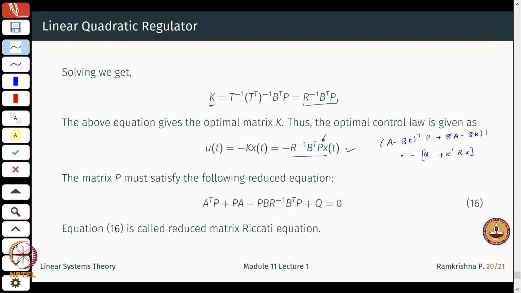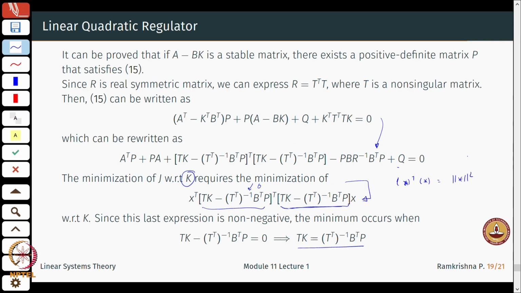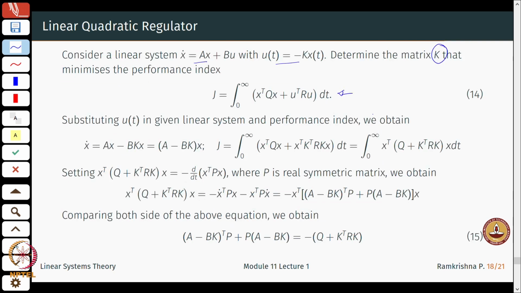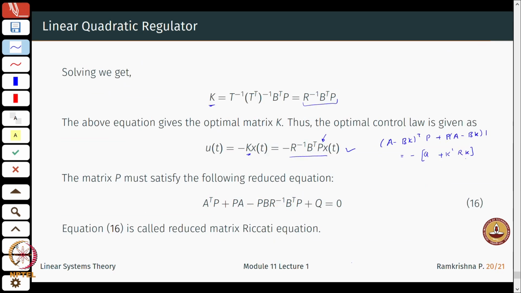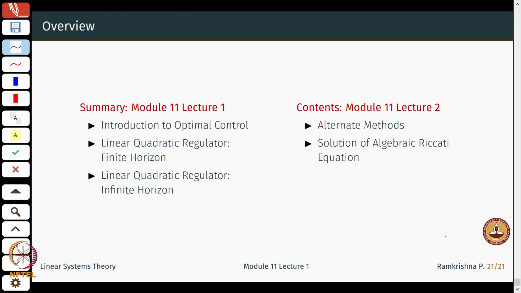Now substitute for this K in this equation. So I am just using this equation again, and substituting for K, what we end up with is that this reduces to solving this equation in P. So this is called the reduced matrix Riccati equation, or also the algebraic Riccati equation. Okay, so this is the second method for solving.